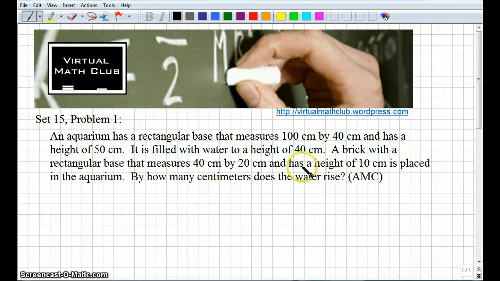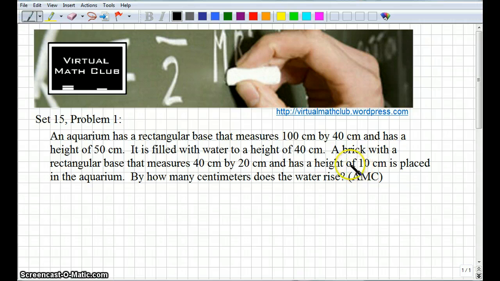And when you put the brick into the water, the volume of the brick gets added to the volume of the water, right? So the final volume that is being held in the aquarium is the original volume of the water plus this new volume of the brick, because the brick is taking up this much volume, okay?